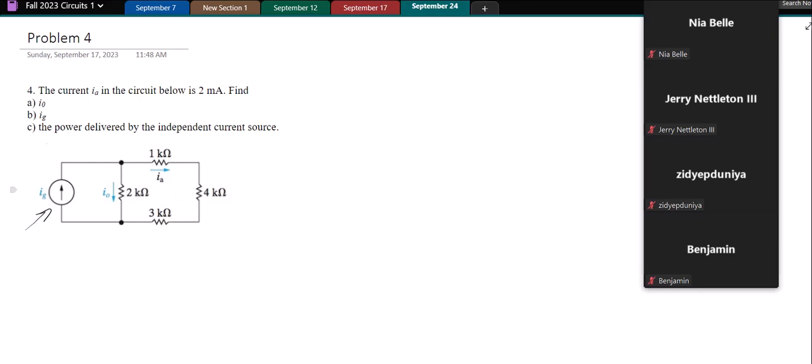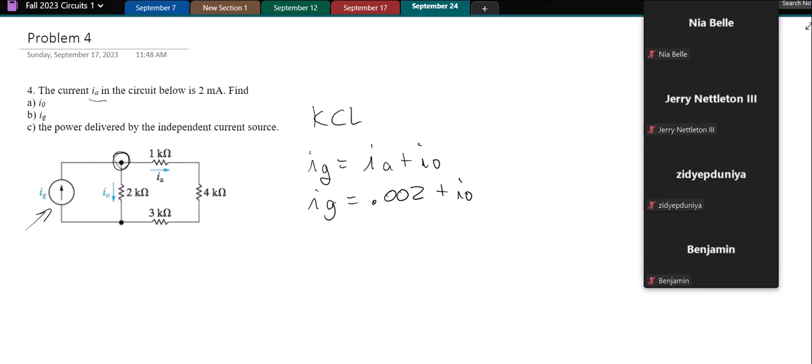Now KCL, on the other hand, will be really useful on this one because at this node, I already have the currents that I'm looking at. They're already all drawn in for me, and I even know what one of them is. It tells me IA is 2 milliamps. So at this top node, I can say that, this is KCL, IG equals IA plus I0. And I know that IA is 0.002. So I have that equation.